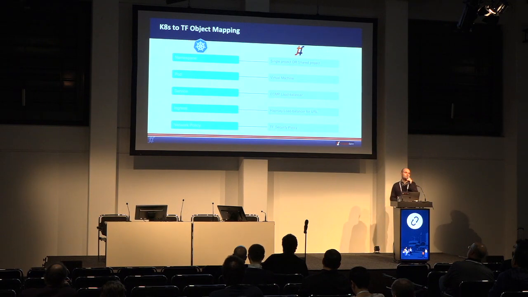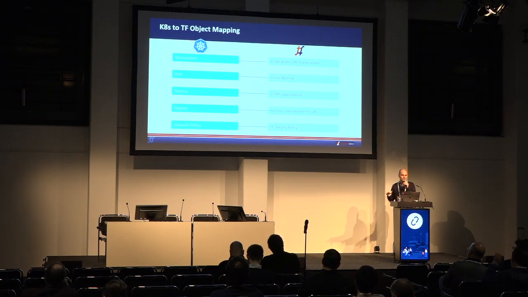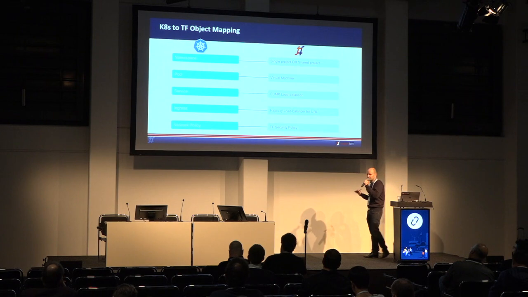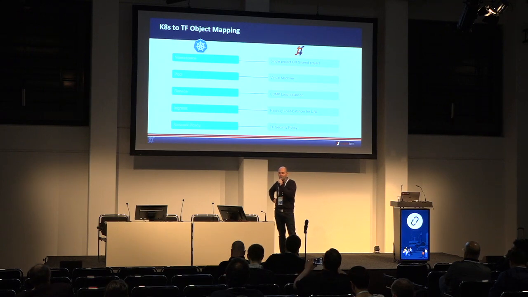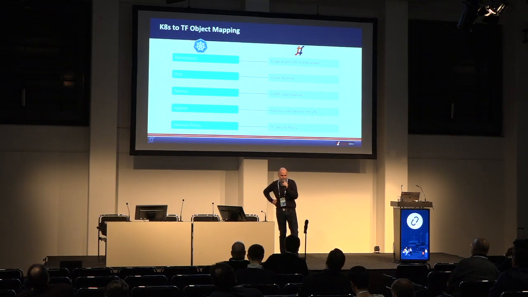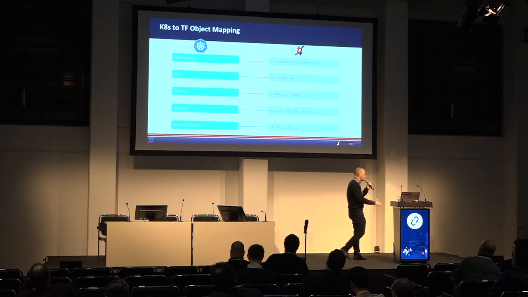And then each object that is specified in Kubernetes is mapped to an equivalent. Namespace maps to a project. A pod maps to a VM in the context of Tungsten Fabric. Service will map to an ECMP load balancer. And I'll go into a bit more detail, both for service and ingress. Ingress, which is a layer 7 load balancer, contrary to service, which is a layer 4 load balancer. Ingress maps to an HAProxy instance. And the Kubernetes network policy is mapped to a security policy in Tungsten Fabric.